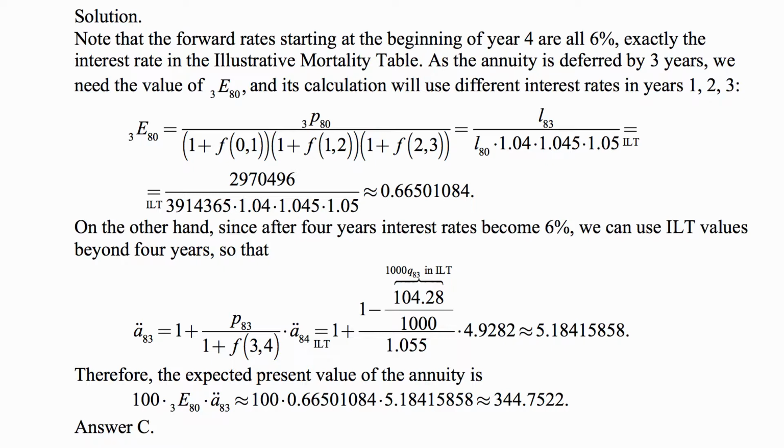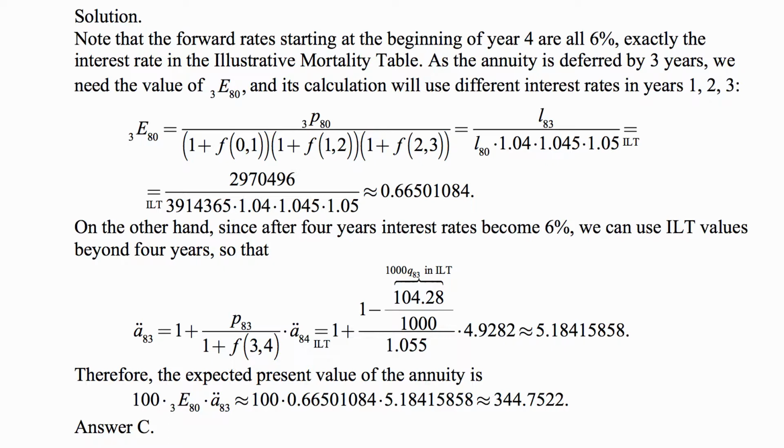And that probability of survival is L83 over L80, and the rates are 4, 4.5, and 5%, so this becomes L83 over L80 times 1.04 times 1.045 times 1.05. And from the illustrative life table, L83 is 2970496, and L80 is 3914365. We plug them in, and we get this value to be approximately 0.66501084.